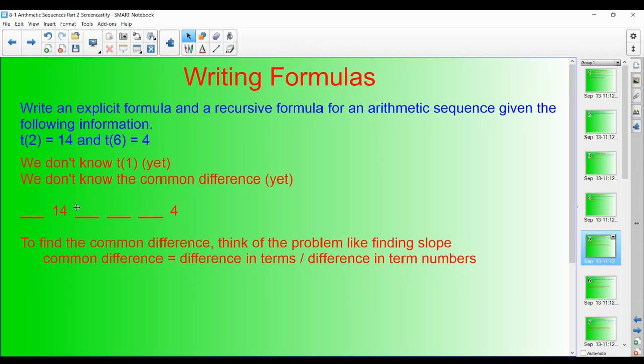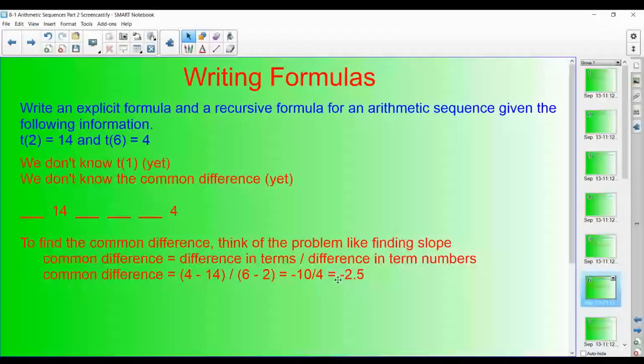So change in y, so change in number over how many terms. So what's the difference of the terms versus how many terms did we go through? So we do 4 minus 14. So we changed by negative 10 over from step 2 to step 6. So each time we're going down negative 2.5. And if you're not sure, subtract 2.5 each time and check that you get to 4. So we now know that our common difference, D, is negative 2.5.